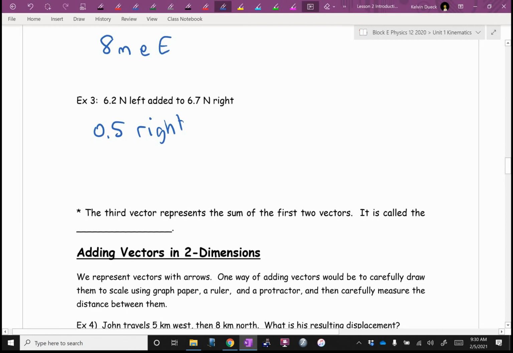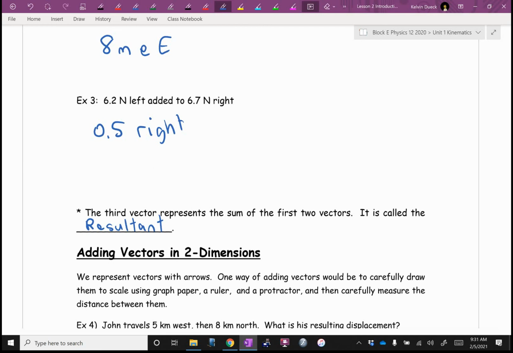That third vector, that answer, represents the sum of the first two vectors. The fancy schmancy term for that, we call that the resultant. And I'll start to use that term. When you add two vectors together, the answer is the resultant.